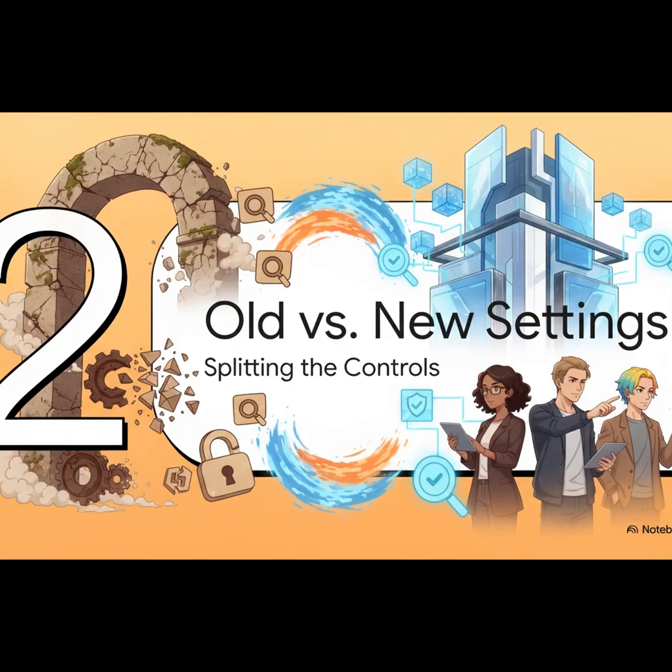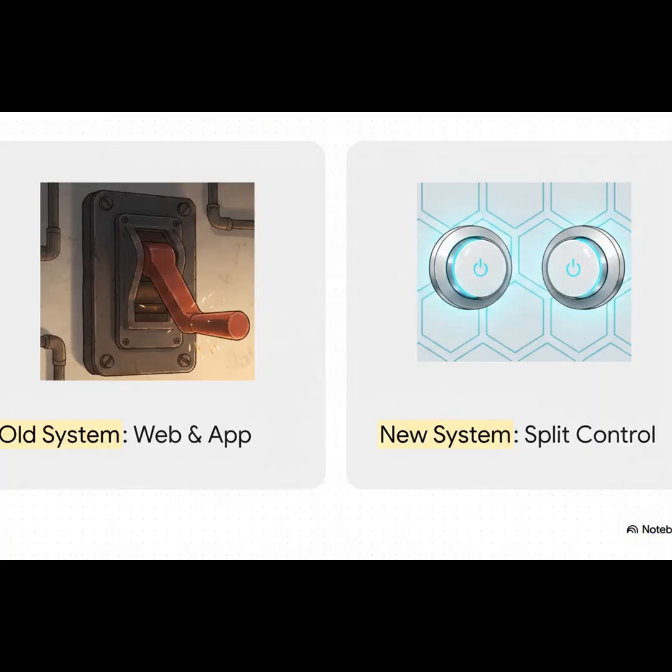Which brings us right into section 2, old versus new settings. Let's look at how things used to be compared to how they are now. Under the old system, we had this single setting called Web and App Activity. This was essentially the master breaker switch in your digital home. You flipped this one giant switch, and it controlled absolutely everything. Your searches, your maps, your tailored ads, the whole shebang.